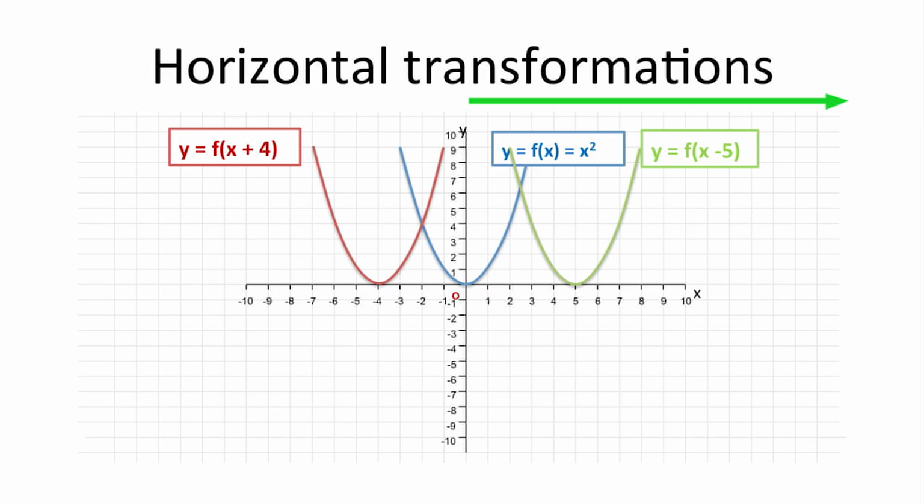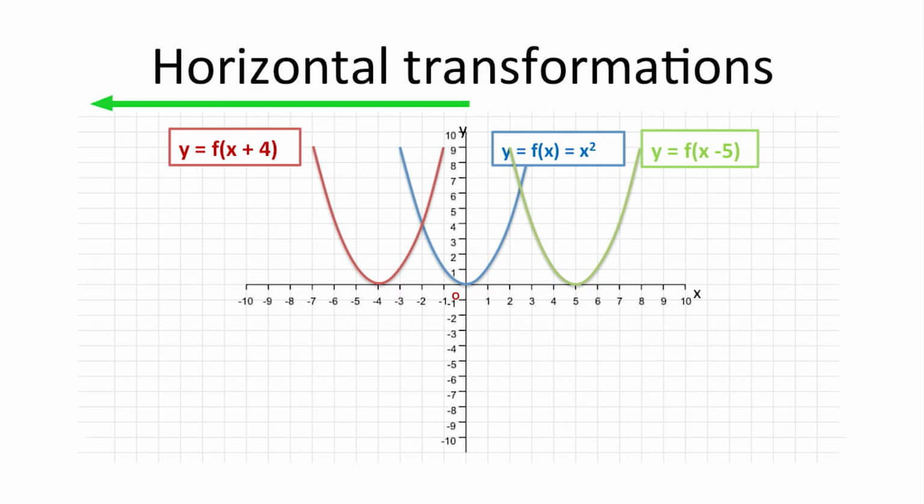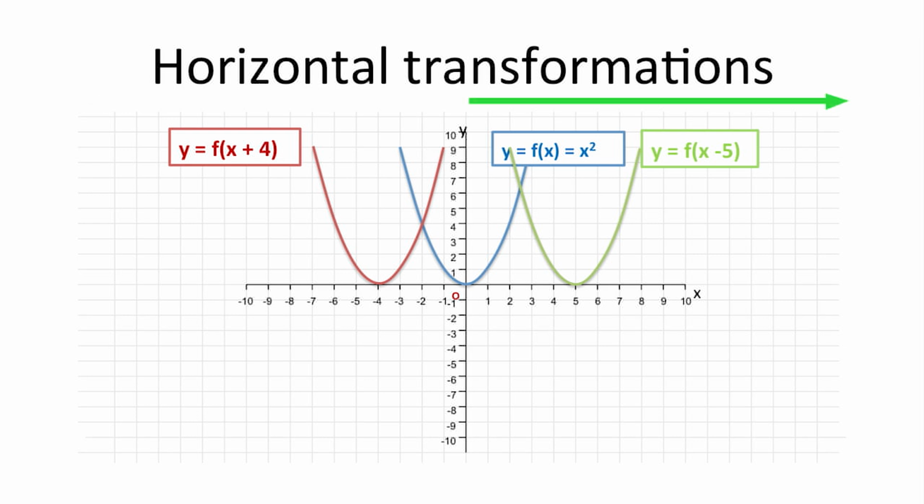Now, the important thing to remember with horizontal transformations is they move the opposite way to the way you might think in the function. So f of x plus 4 does in fact move back 4, and f of x minus 5 is the same as adding 5 or going to the right in that direction. So remember, it follows the opposite way to the way the function looks in a horizontal transformation.